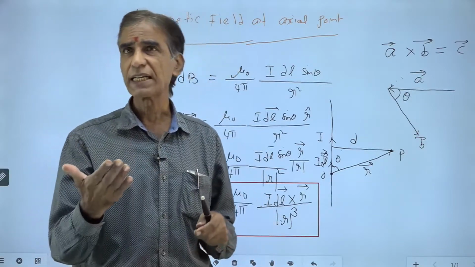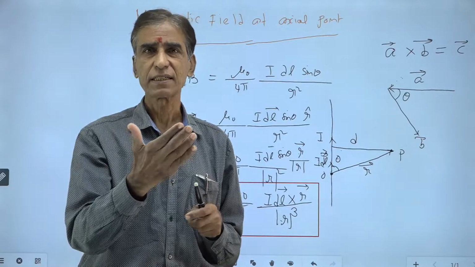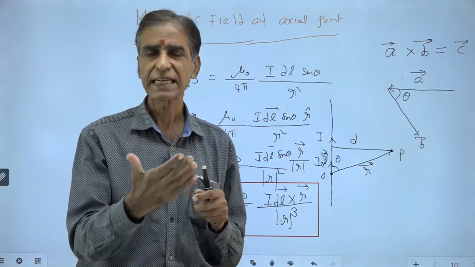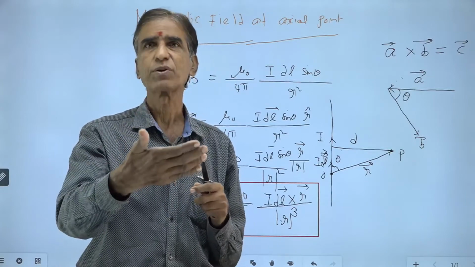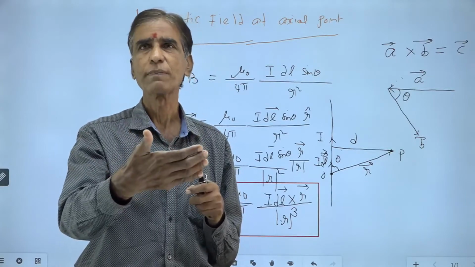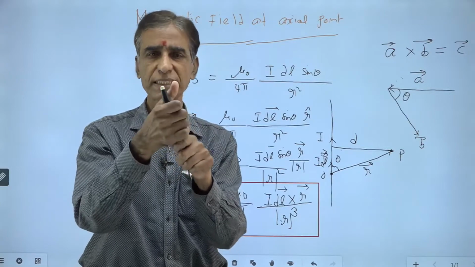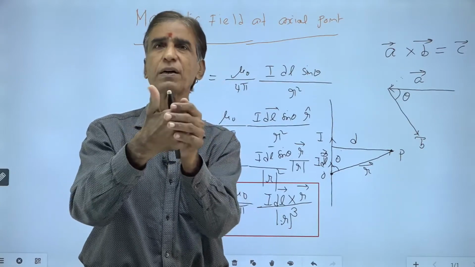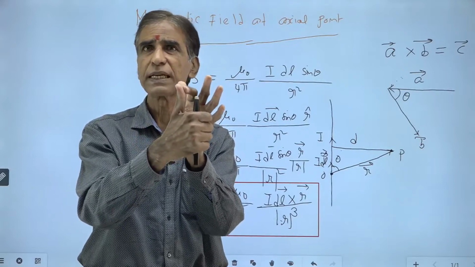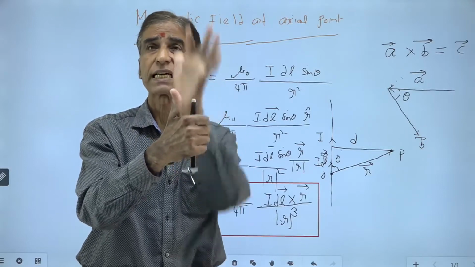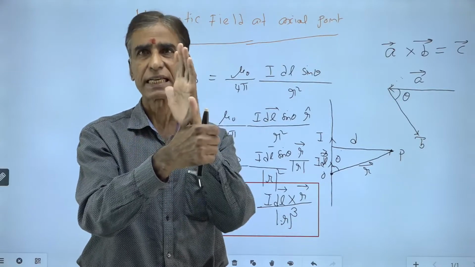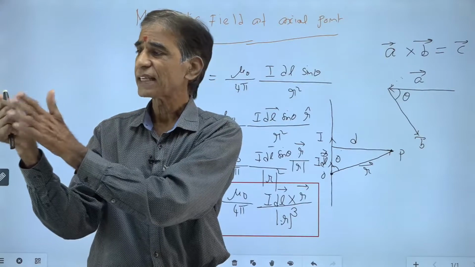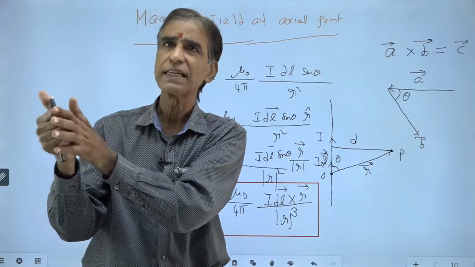So I told you already, when it is a straight conductor, it is very easy to find the direction. If it is a straight conductor, we use the right hand thumb rule. I told you the method also. So what we have to do? We have to imagine that we are holding the conductor in our palm, and our thumb should be in the direction of the electric current, right? Then this curled finger will indicate the direction of the field.